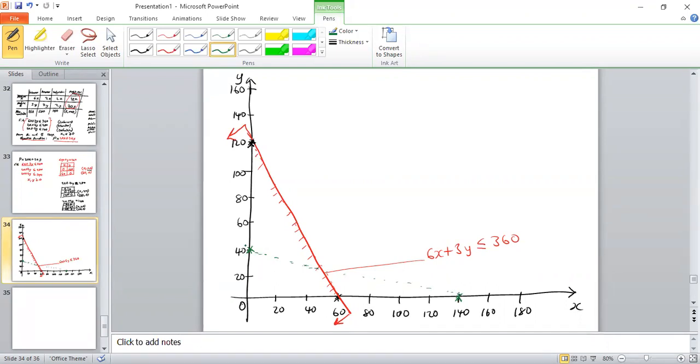Here it has to be a straight edge. So its shading region is also below, since it's less than. So the shaded region should be below this line, not above it. Then the last one.